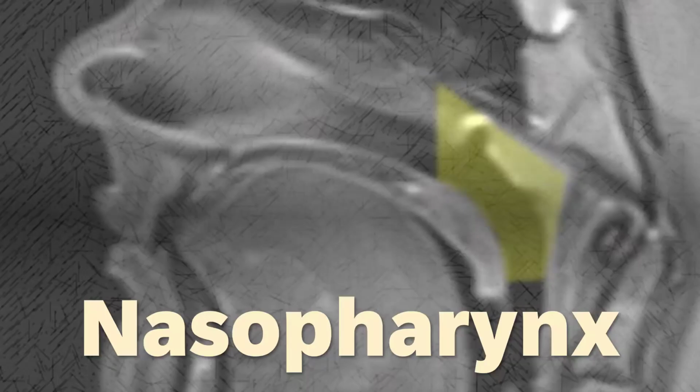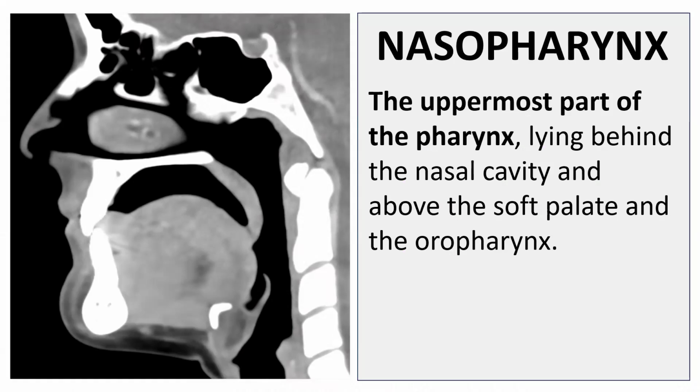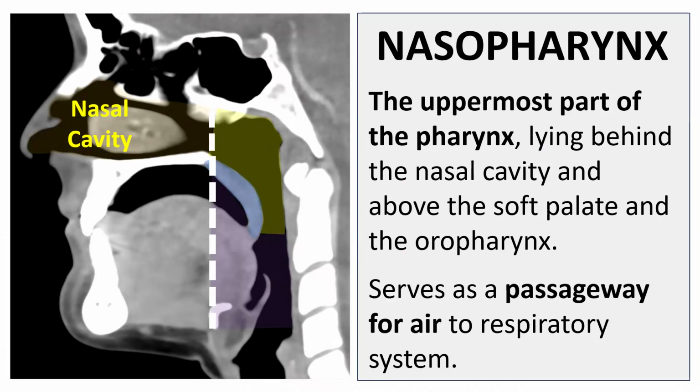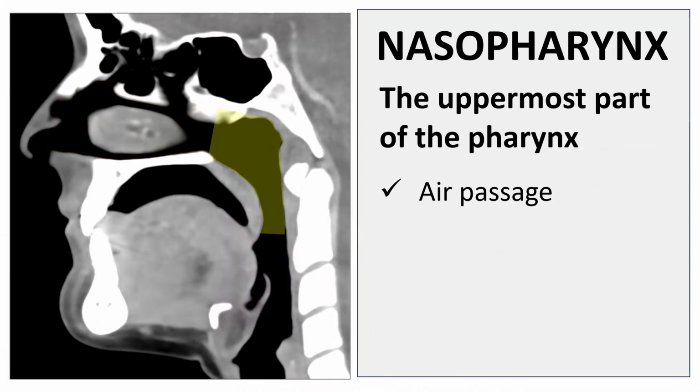Okay, hello and welcome to part 2 of imaging of the pharynx, the nasopharynx. What is the nasopharynx? The nasopharynx is the uppermost part of the pharynx. It is located behind the nasal cavity and above the soft palate and the oropharynx, and it functions as a passageway for air to the respiratory system. That's not the only function it has, but it's basically definitely the most important one.